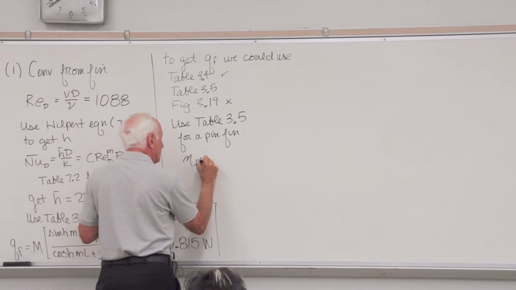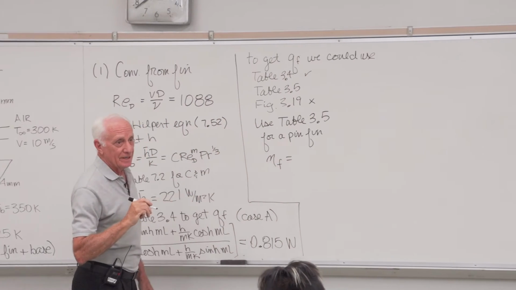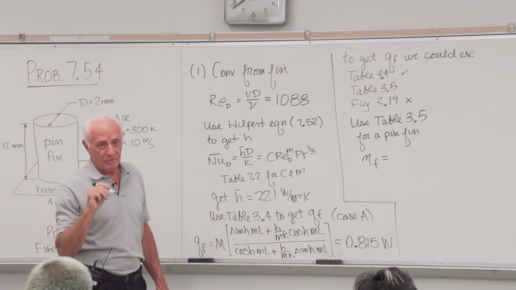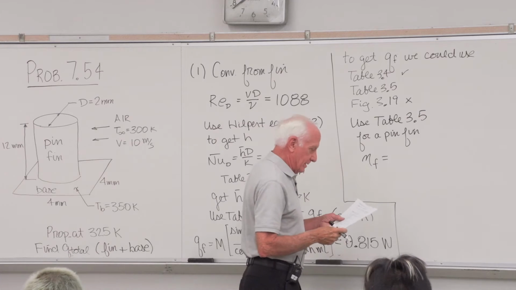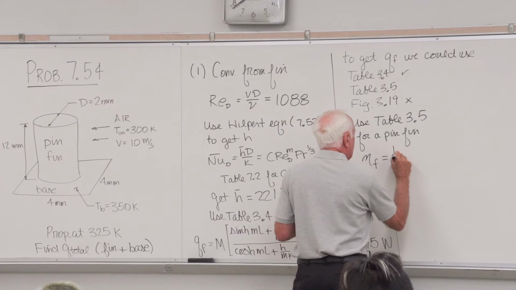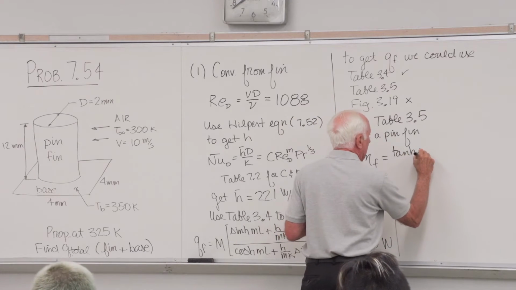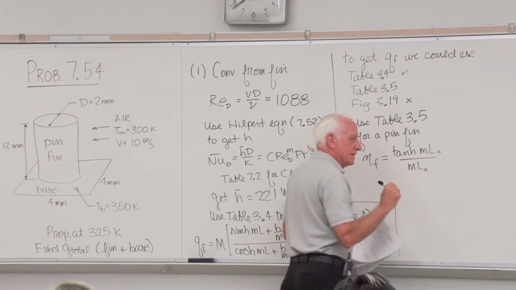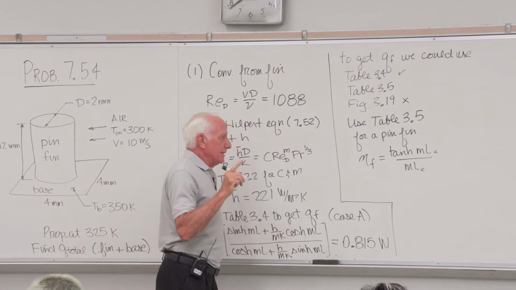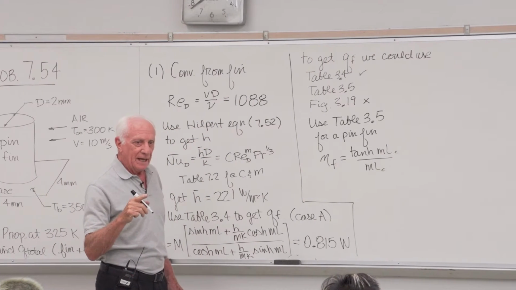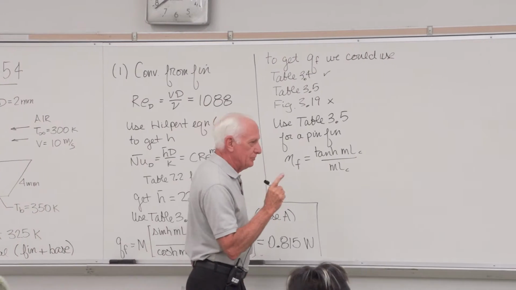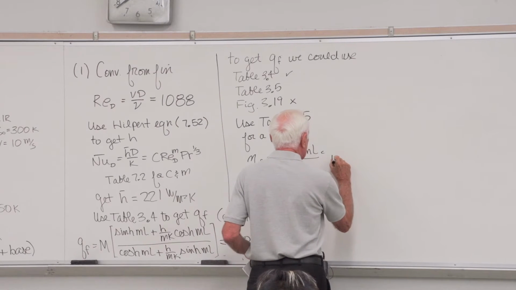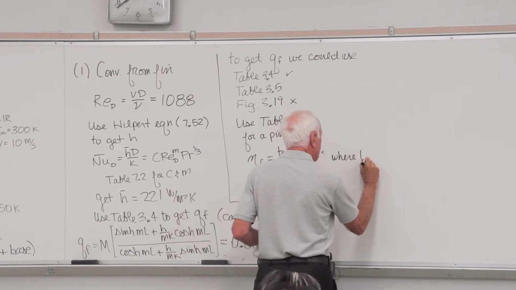Now, though, we're going to use fin efficiency. So we'll review that. Chapter 3. Hyperbolic tangent, mLc divided by mLc. In the picture, in table 3.5, he shows a pin fin, and he tells you what Lc is. He said, when you use this equation, make sure you use Lc.